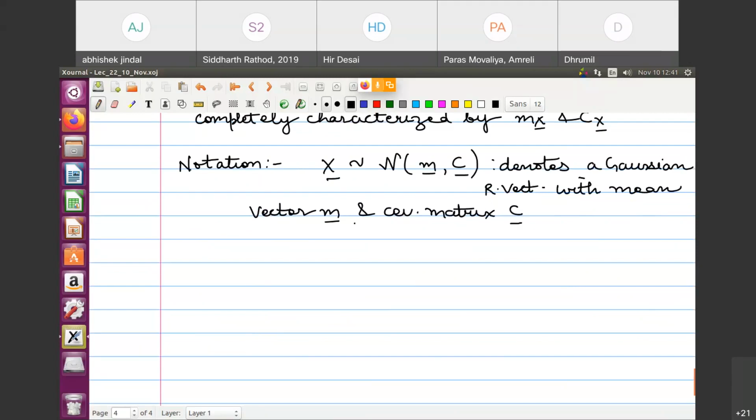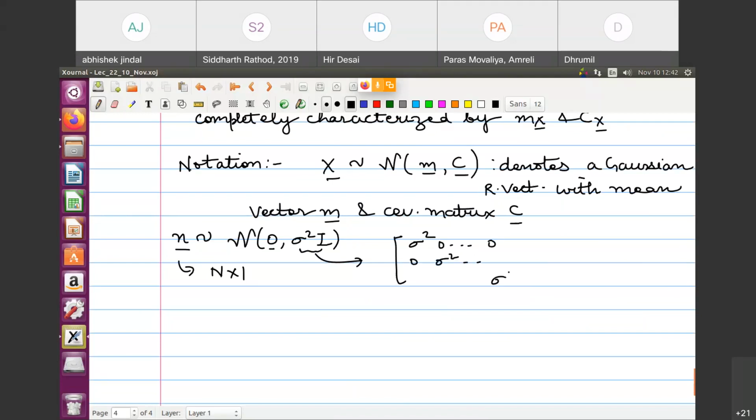Those who have gone through a few research papers might relate that there it is written that if you have a white Gaussian noise vector, it is distributed like this: 0 comma sigma square into I. So this means that this will be a zero vector, so each element has a zero mean. Suppose this is n cross 1. And the covariance is an identity matrix. Now what is the meaning of this? This is like this: sigma square 0 0, 0 sigma square, and then finally sigma square. So this is an n cross n matrix.